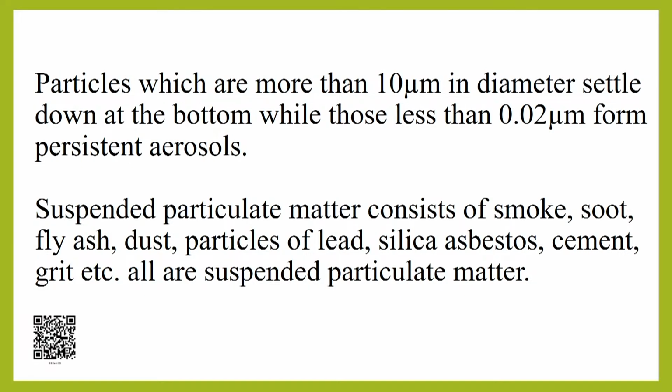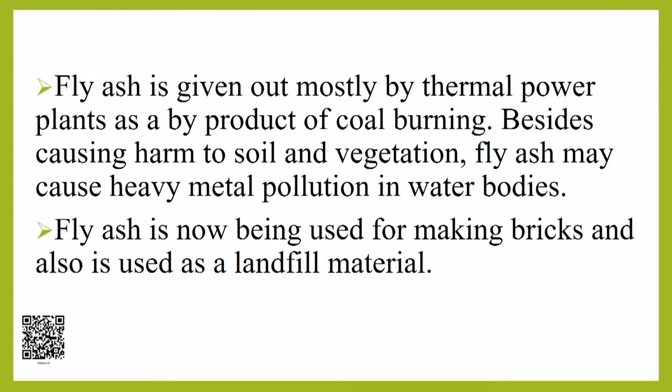Suspended particulate matter consists of smoke, soot, fly ash, dust particles, particles of lead, silica, asbestos, cement, grit. They are all included in the category of suspended particulate matter. So look at the figure. They are different types of suspended particulate matter. Fly ash is given out mostly by thermal power plants as a byproduct of coal burning. Besides causing harm to soil and vegetation, fly ash may cause heavy metal pollution in water bodies. Fly ash is now being used for making bricks and also as a landfill material.